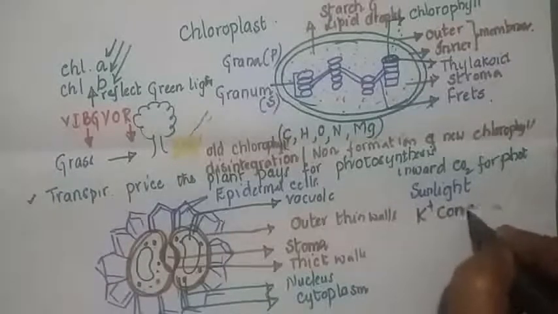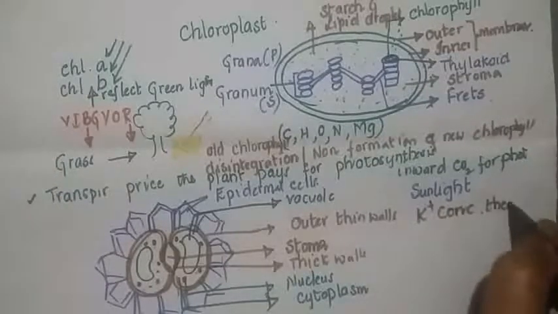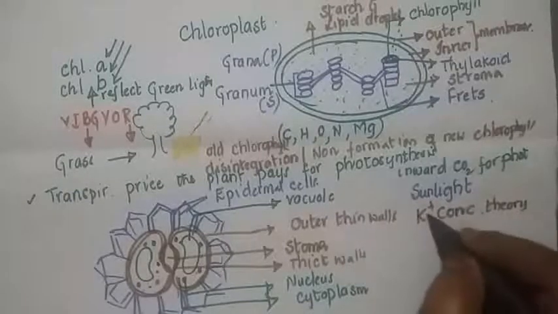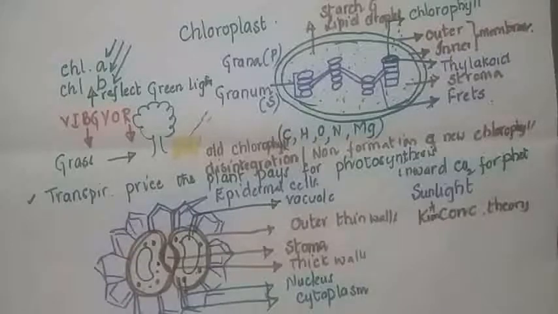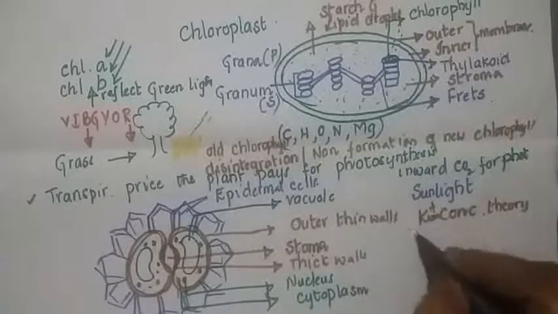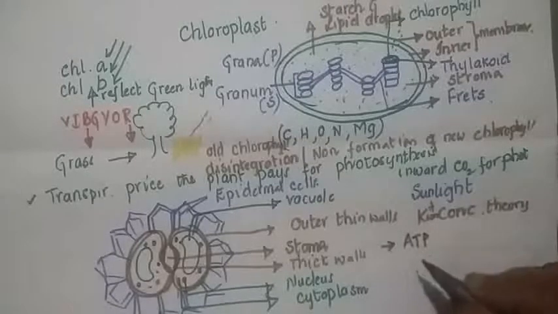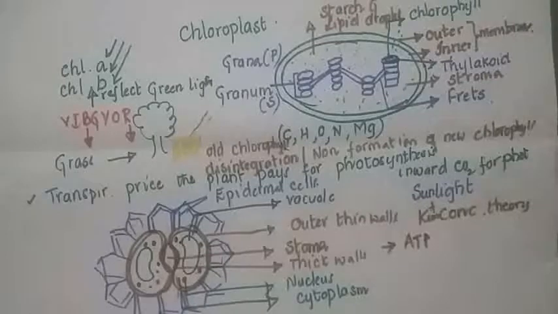Potassium concentration theory. What do you mean by potassium ion concentration theory? In fact, in the guard cells, during photosynthesis, they synthesize ATP, which I'll be teaching in a later video. In one of the steps of photosynthesis, known as the light reaction, they synthesize ATP.